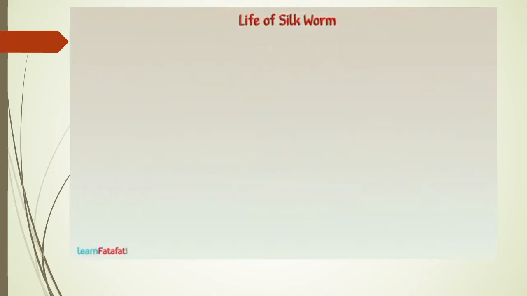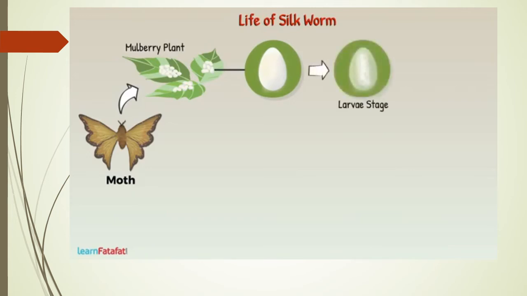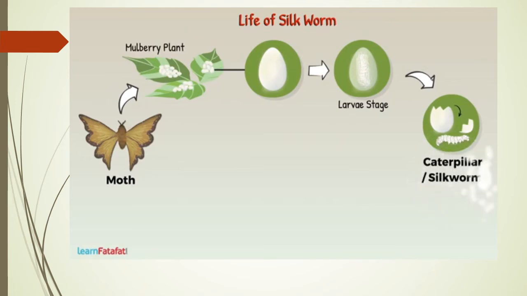Let's understand the life of the silkworm and how the cocoon is formed by them. A female silk moth lays hundreds of eggs at a time. Let's talk about one of the eggs. When the young organism growing in the egg reaches the larva stage, it comes out of the egg. Now, the organism is known as a caterpillar or also called a silkworm. The silkworm feeds on the leaves of the mulberry plant.